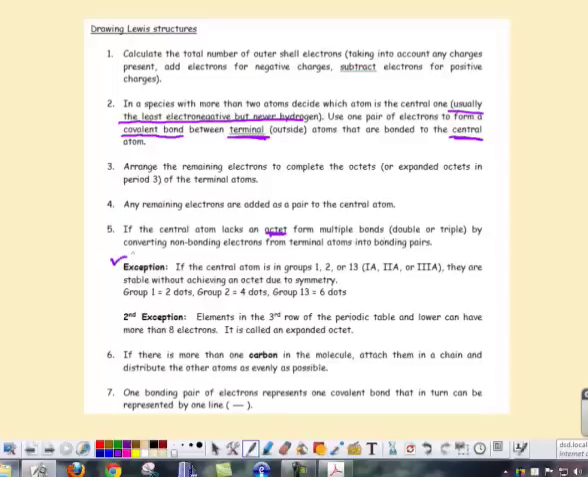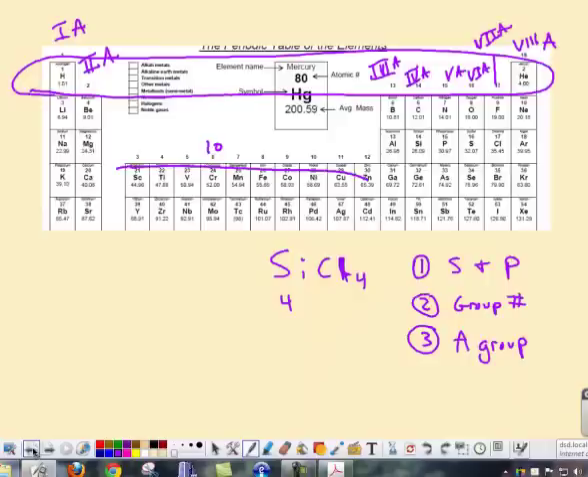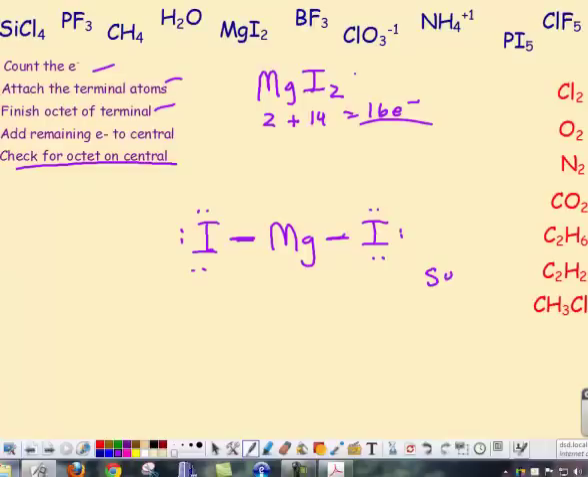Exception. Here's our exception. If the central atom is in group 1, 2, or 13, so group 1A, 2A, or 3A, hydrogen, lithium's column, beryllium's column, and boron's column, they are stable without achieving an octet due to symmetry. It actually goes 2, 4, 6 dots are okay. Well, we're doing magnesium, so 4 dots are okay. So it has to do with symmetry. Things that are symmetrical are stable. So due to symmetry, this one does not need its octet. So check, that is a good Lewis structure. So there's our first exception that we have to pay attention to in our model.